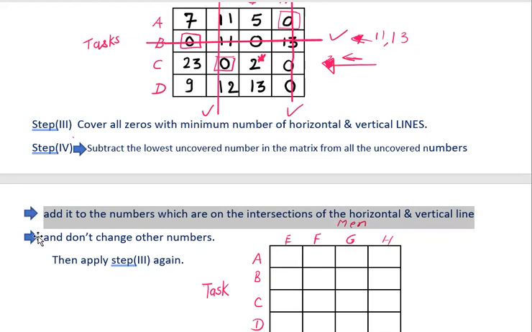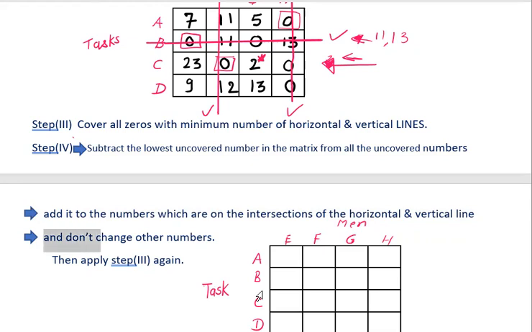This is the procedure, the algorithm in step number 4. So what is step number 4? Select the smallest number. Here the smallest number is 2. Smallest uncovered number is 2.